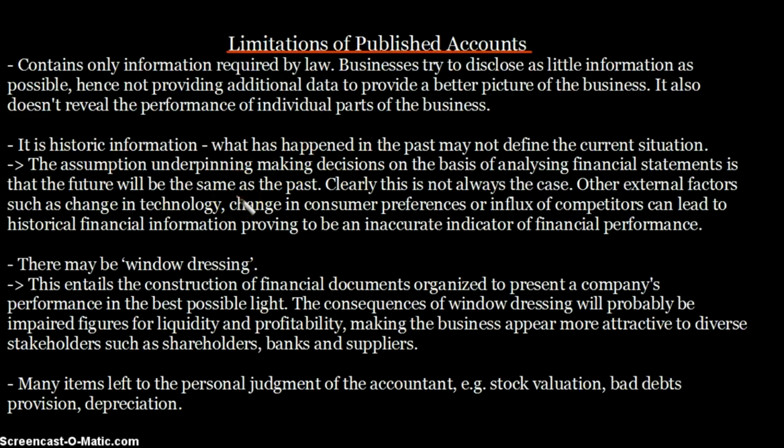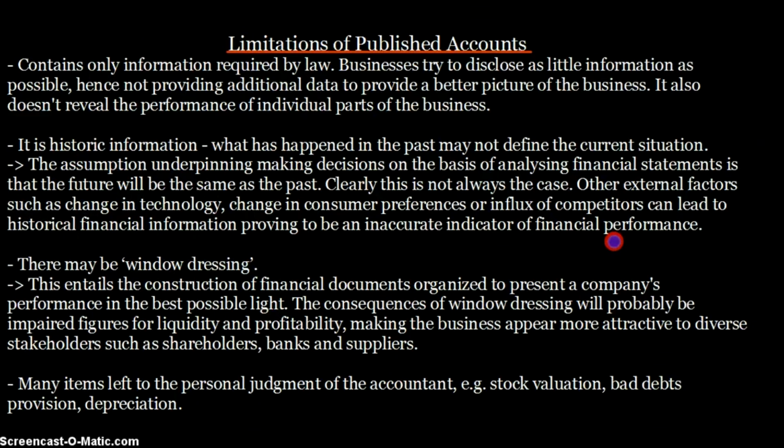One of the biggest limitation is that it is historic information. What has happened in the past may not define the current situation. We've already talked about the historical idea in limitation of ratios as well. So it's just a recap kind of, so that the assumption underpinning making decisions on the business on the basis of analyzing financial statements is that the future will be same as the past. Of course, clearly this is not always the case. Other external factors such as the change in technology, change in consumer preferences, or influx of competitors can lead to historical financial information proving to be an inaccurate indicator of financial performance. So of course, it is not always the case that what happened before is going to repeat itself.